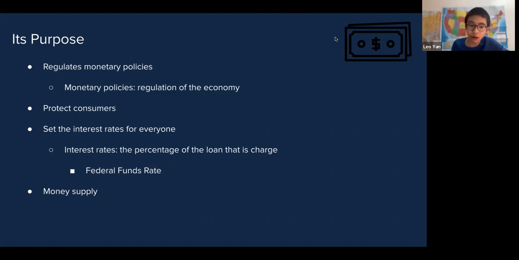And why is this important? Because if you think about it, the study of economics is basically about the economy, right? And what does the economy rely on? What is the chief idea of the economy? It's money supply. It's how much money is available inside the economy.